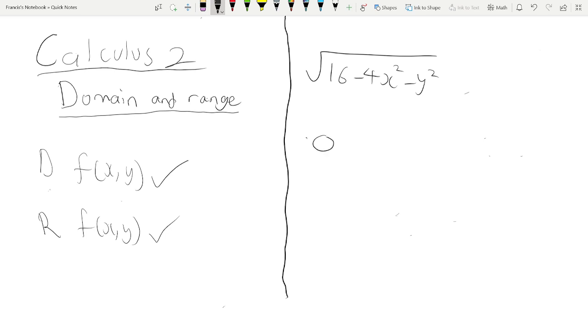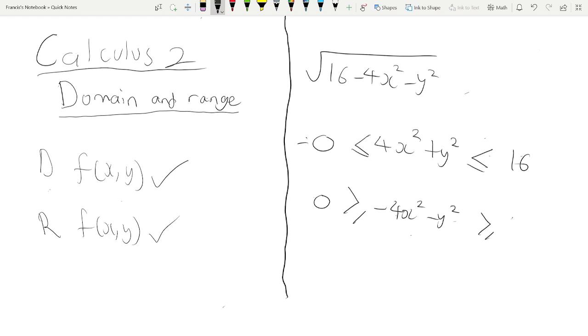So we'll have 0 being less than our function. You can say 0 being less than or equal to 4x squared plus y squared. Remember we said that this was also supposed to be less than or equal to 16. So if I want to continue from here, what I can do is negate everything, so that I still have 0. If I negate 0, I have 0 being greater than or equal to minus 4x squared minus y squared, and then being greater than or equal to minus 16 if I negate everything.